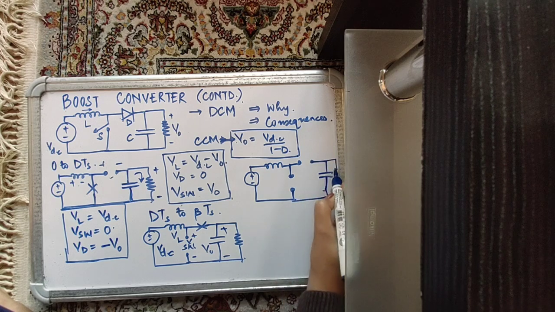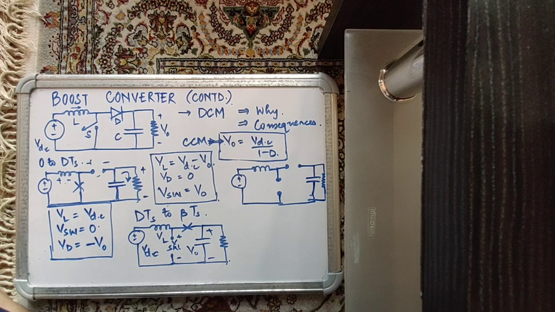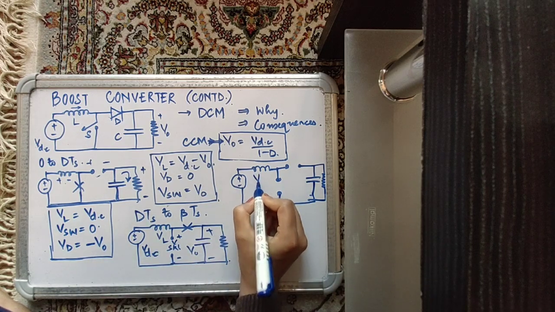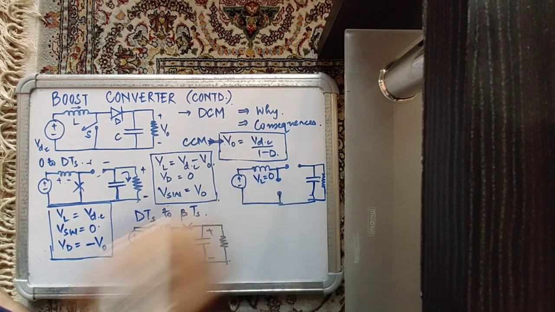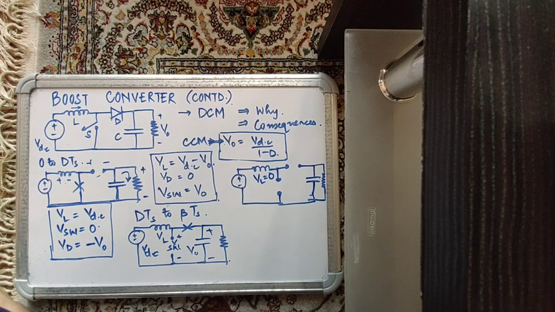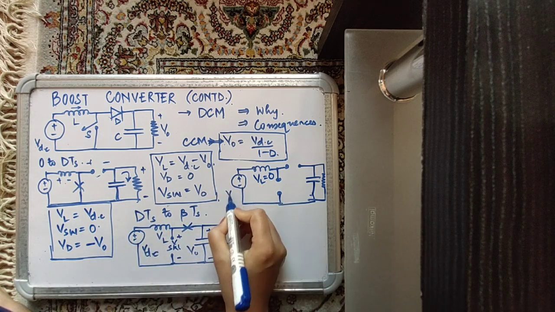The circuit will look something like this. So this is your load, and this is how your circuit will look. And also, since there is no current flowing through the inductor because it is not associated with any energy, the voltage across this inductor will also become zero.